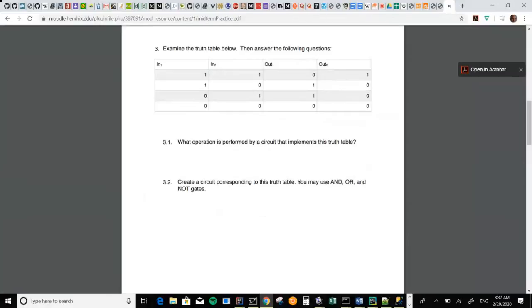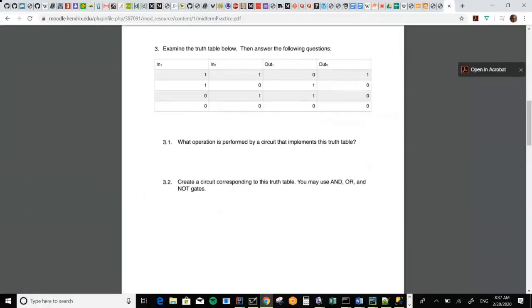So something that you see from both questions 1 and 3 is I'm expecting you to know these basic building block operations well enough that I can throw a truth table out there and you should be able to tell me what operation that is. So AND, OR, NOT, mux, demux, half adder, full adder, all this stuff. I pretty much expect you to know it. And this problem is an example of that.